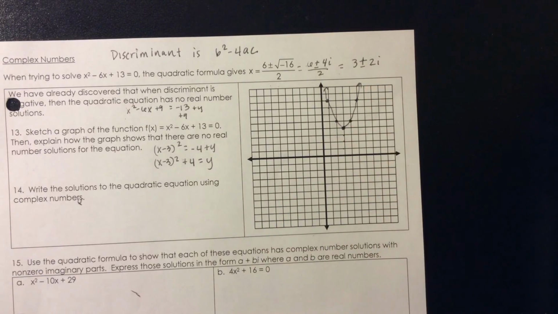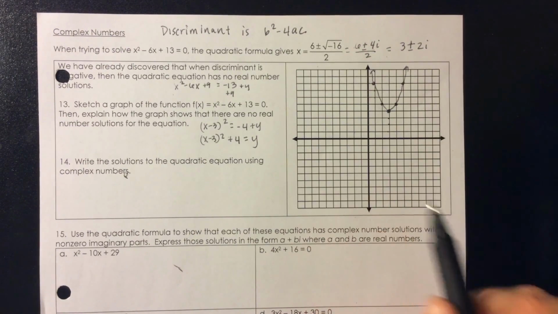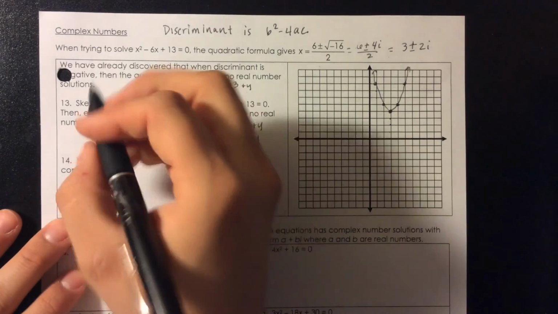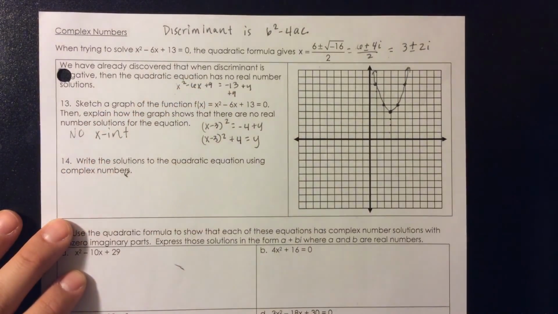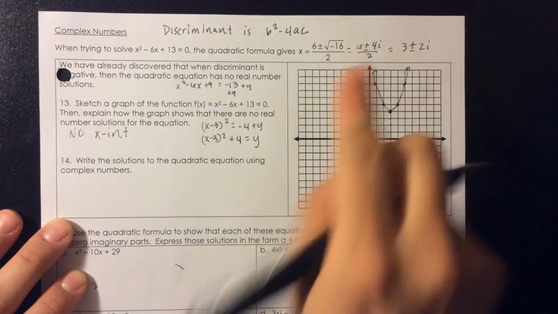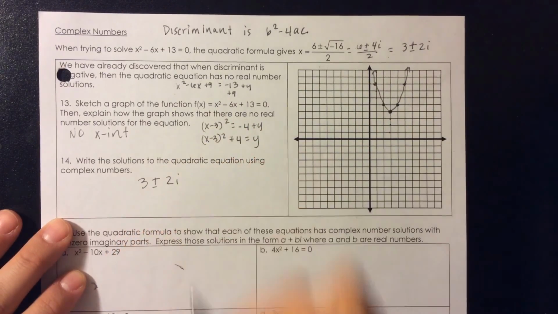Okay, so how does the graph show that there are no real solutions? Well, look, it doesn't hit the x-axis, so there are no x-intercepts. So write the solutions to the quadratic equation using complex numbers. This is what we did up here. So it is just our lovely 3 plus or minus 2i.